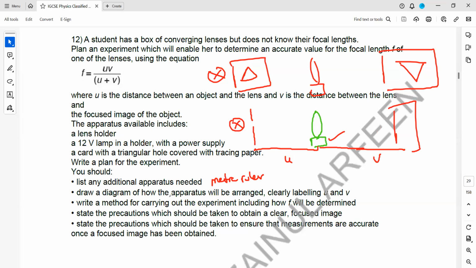Draw a diagram showing how the apparatus would be arranged. Clearly label U and V. That's how you will draw it, but the diagram should be labeled. For example, the lamp, the object, the lens holder: all the things should be labeled. I'm just saving our time here, but you should draw a neat and labeled diagram. Then write a method to carry out the experiment, and include how you determine the focal length.